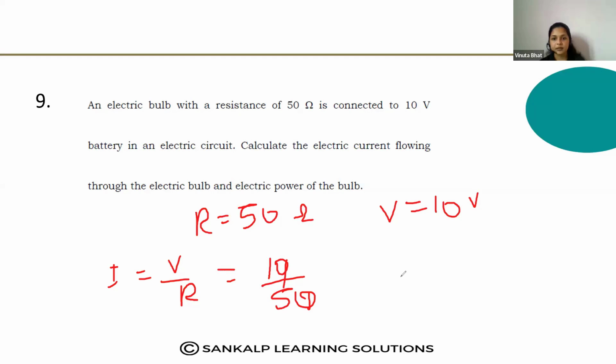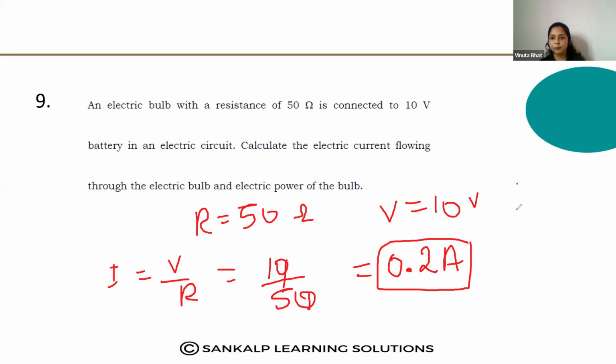Sorry. Yes, 10 by 50. What is the value of 10 by 50? 10 divided by 50 is equal to 0.2 ampere. What is the current flowing through this conductor? That is 0.2 ampere. Then what do we have to find out?